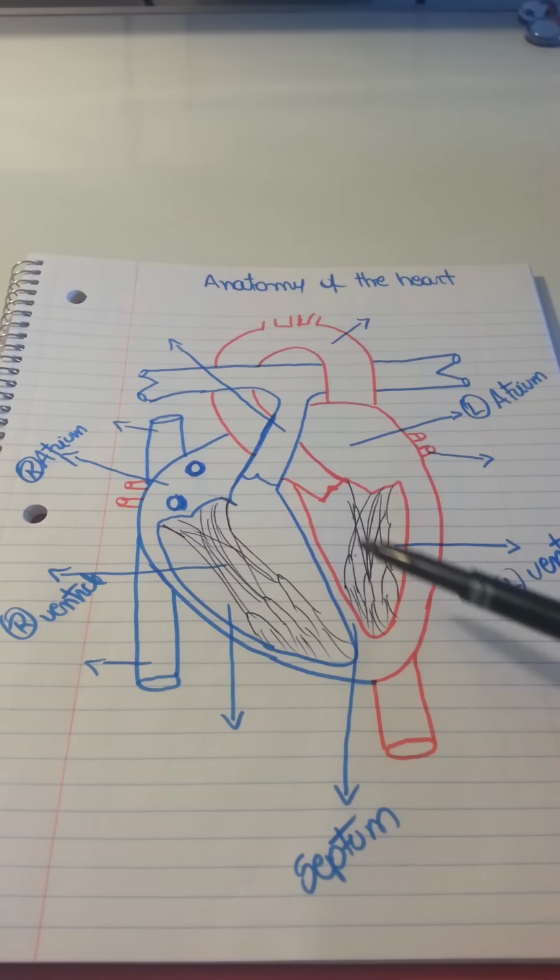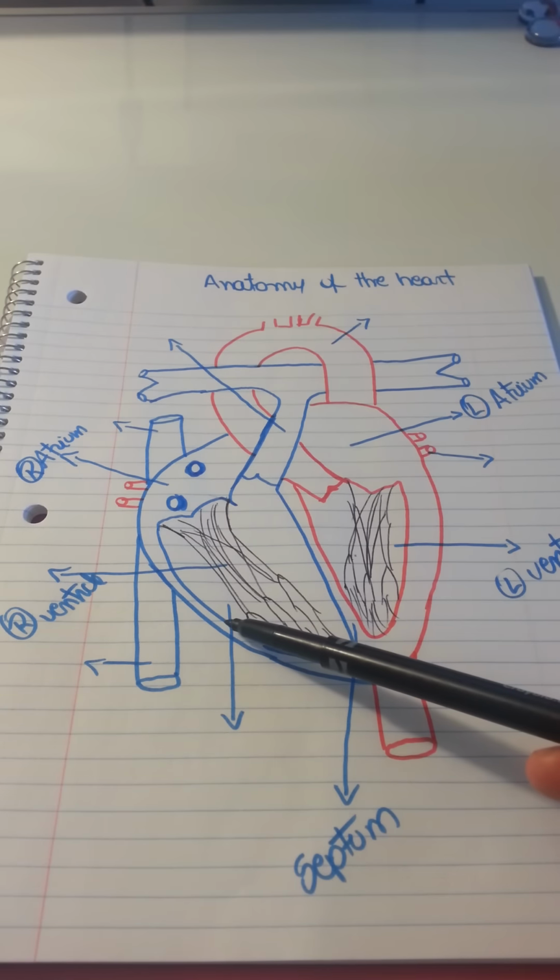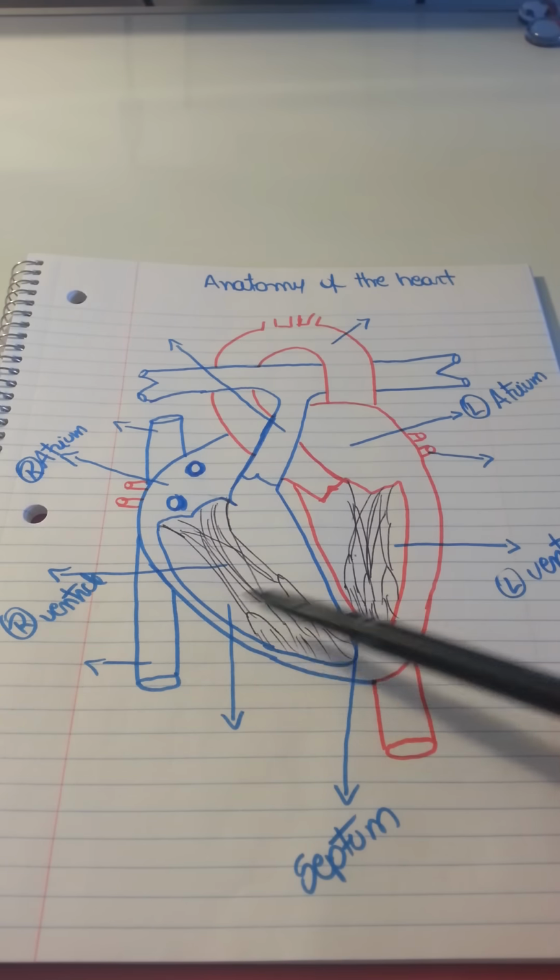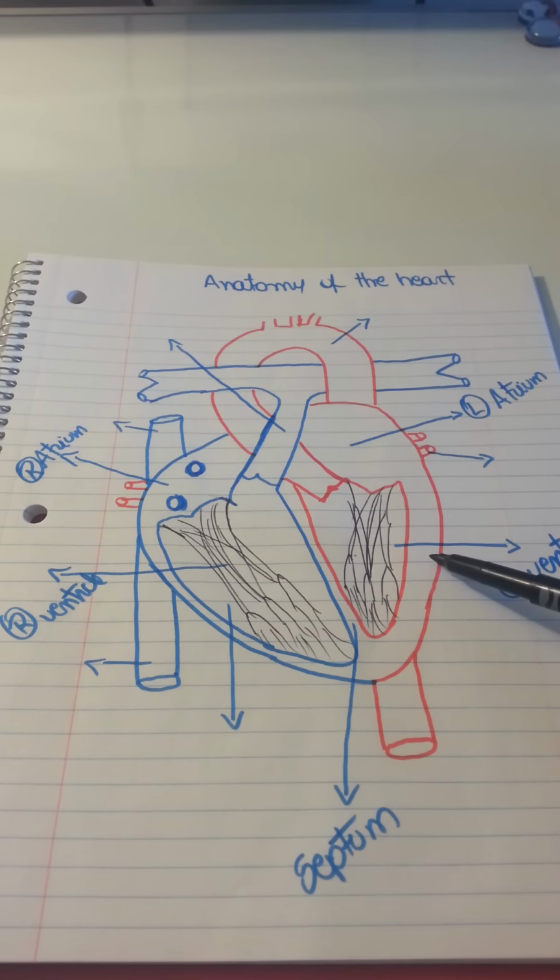And also we can notice that on the right side of the heart, the muscle is really thin, but then the left side is a little thicker. And this is because the blood that's on this side is being pushed towards the body, so it needs a lot more pressure and the muscle works a little harder, so that's why it's a little thicker.